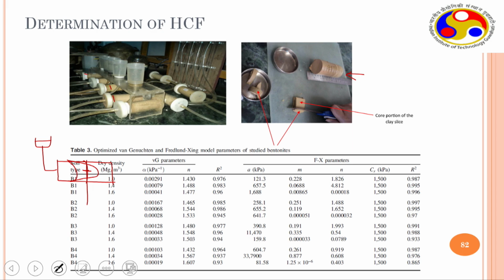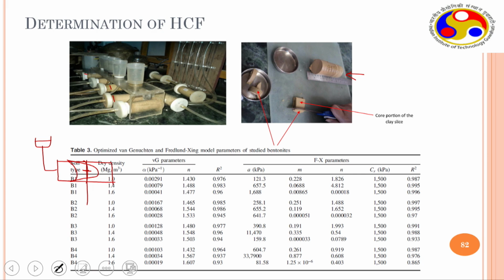SWCC was independently established, as I showed previously, vapor equilibrium, osmotic methods, etc. And I got the parameters. So these are different dry densities, the VG parameters, alpha and n, and the Fredlund and Xing parameters, alpha, m, n, CR, which has 4 parameters. We evaluated. Even R square is also very good, right? What I get from here? Water content variation with respect to space and time.